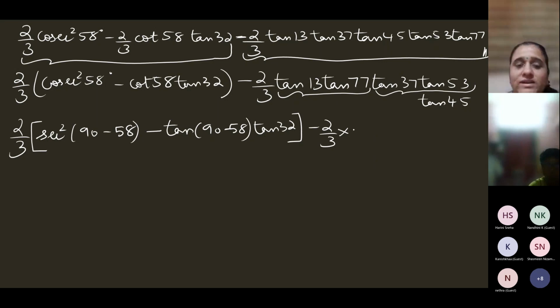What's the reciprocal of tan theta? 1 by cot theta. So tan 13 degrees is equal to 1 by cot 13. Tan theta is not equal to cot theta. Tan theta is equal to 1 by cot theta. So 1 by cot 13. Then don't change 77, write that as it is.